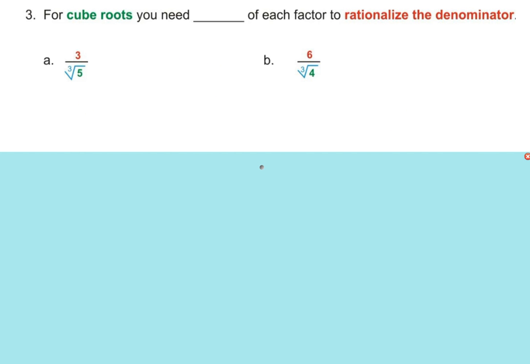Okay, let's step it up. For cube roots, don't lose sight of what a cube root is. The index is 3. Therefore, you need 3 of each factor to rationalize the denominator. I will tell you this: for some reason, students have a hard time wrapping their minds around how to rationalize a cube root efficiently. Let's see if we can get through it. So again, where am I looking? I'm looking at the denominator, right? That's your focus. That's your concern.